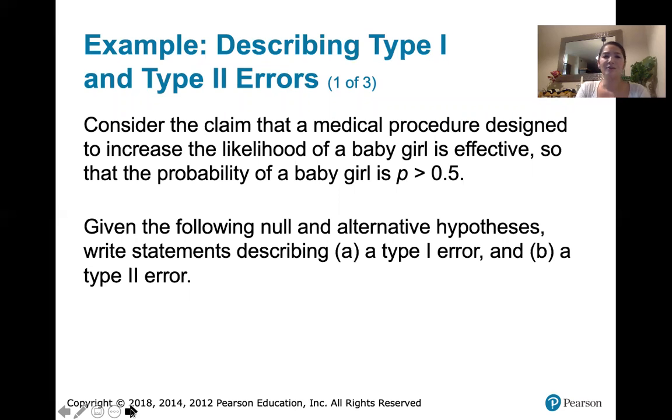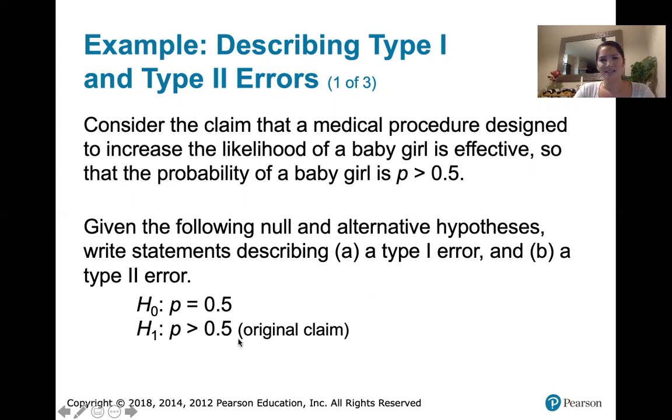It says, given the following null and alternative hypotheses, write statements describing type 1 error and type 2 error. Actually, we could come up with the null and alternative hypotheses ourselves. So the claim is that P is greater than 0.5. If that's not true, P would be less than or equal to 0.5. The one that does not contain the condition of equality is the original claim. So that's our alternative hypothesis. So P is greater than 0.5. And the null always has an equals sign. So we just change that greater than sign to an equals sign to get the null.